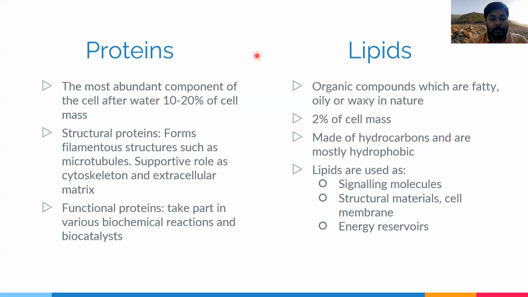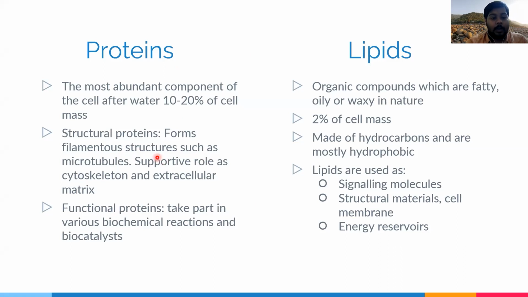Next, we move on to proteins. Proteins are the most abundant component of the cell after water and consist of 10 to 20% of the cellular mass. Proteins are divided into two major halves: the structural proteins and the functional proteins. The structural proteins are essentially filamentous structures which are polymers of individual protein molecules themselves.